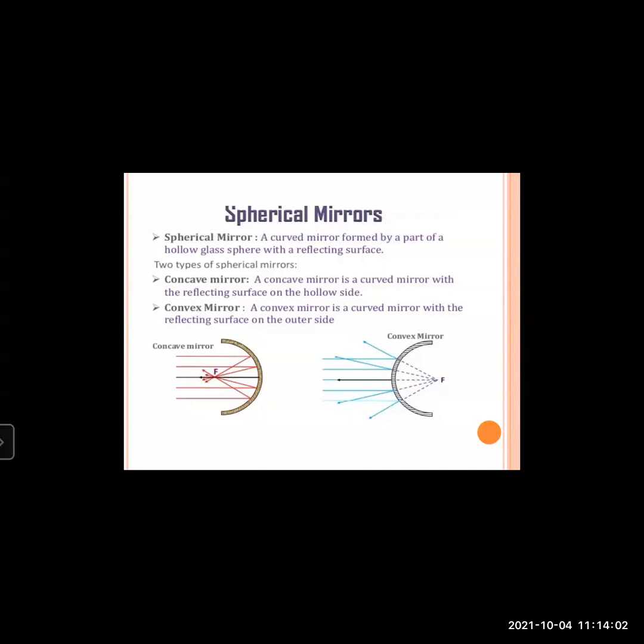Spherical mirrors are curved mirrors formed by a part of a hollow glass sphere with a reflecting surface. There are two types of spherical mirrors: one is the concave mirror, another is the convex mirror. A concave mirror is a curved mirror with a reflecting surface on the hollow side. A convex mirror is a curved mirror with a reflecting surface on the outer side.